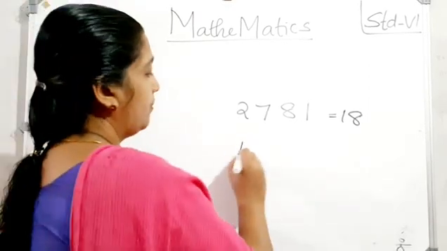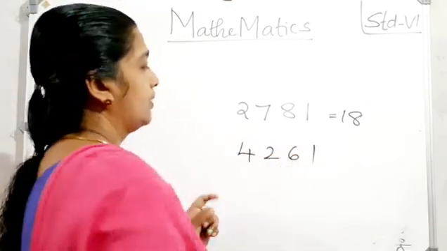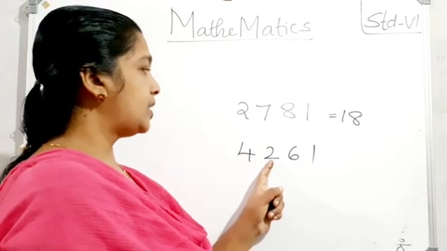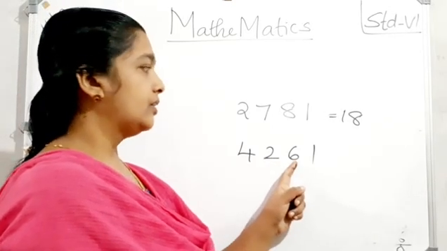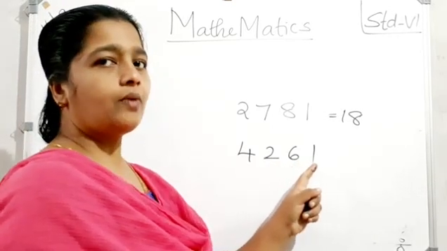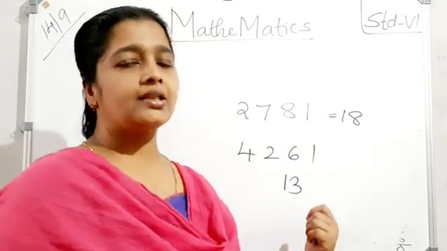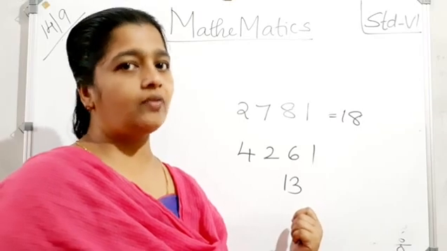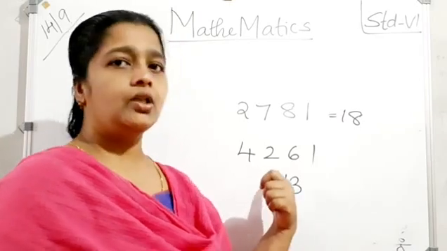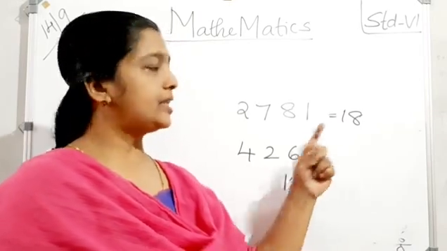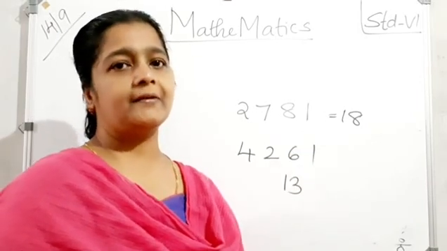Then another number, 4 plus 2, 6. 6 plus 6, 12. 12 plus 1, 13. 13 is not a multiple of 9, or 13 is not divisible by 9. So we can say that this number is not divisible by 9. This number is divisible by 9.